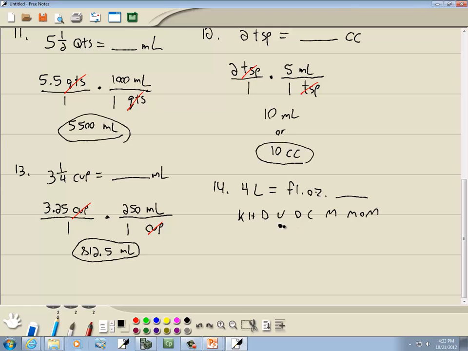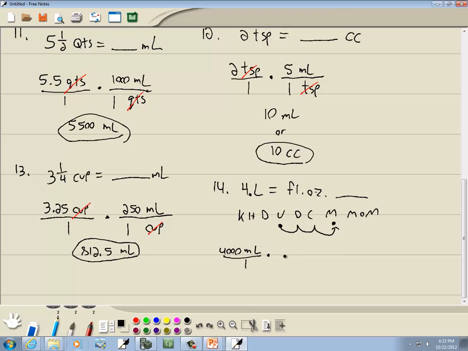Liters is our unit, and we want to change it to milliliters, which is right here. So we'll move it 1, 2, 3. So move our decimal 3 places to the right, and if I were to put one here, it's right here. So this becomes 4,000 milliliters.